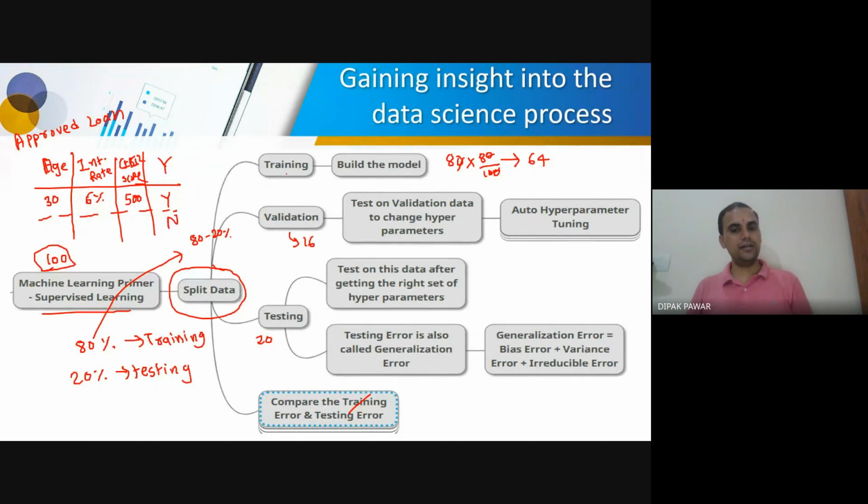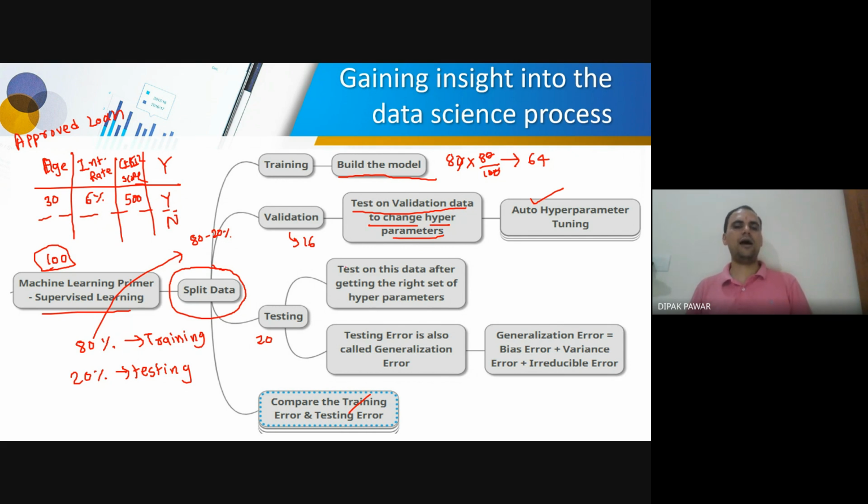The training data we are using for building the model. Whatever machine learning models we have, we are building that machine learning model on the training data. The validation data we are using to check whether the model is properly trained or not. So we are testing on our validation data, and here we are also changing some hyperparameters. Hyperparameters are some extra parameters by which we are trying to improve our accuracy. By doing automatic hyperparameter tuning, basically we are improving the accuracy or performance of the algorithm. And after this, we go for the testing data.